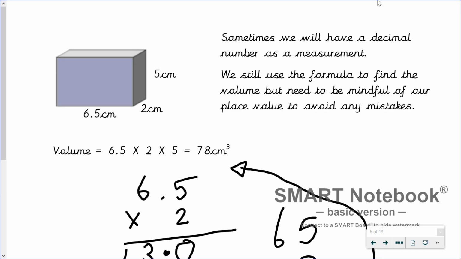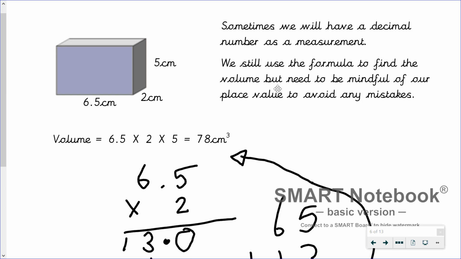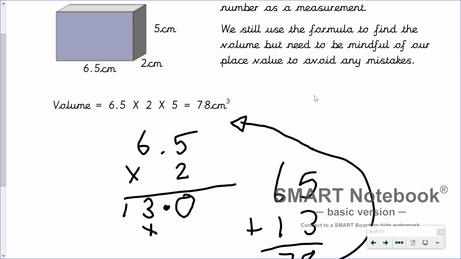So sometimes we will have a decimal number as a measurement. So here we've got a height of 5 centimeters, a width of 2 centimeters, but a length of 6.5 centimeters. Now, for some of you, as soon as you see a decimal, your eyes glaze over, you think it's going to be the most difficult thing in the world. Well, it isn't. It's a bit trickier, but we still use the same techniques to multiply. So it's no harder. It just requires a little bit of extra writing and a knowledge of a decimal point. That's all. So we need to be mindful of place value to avoid mistakes. That's where it can get tricky.